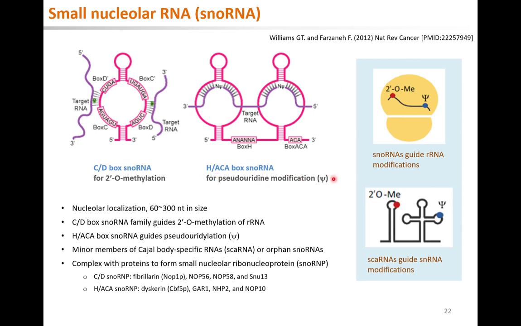Minor members include Cajal body-specific RNAs, or scaRNAs, and some orphan snoRNAs. They complex with proteins to form small nucleolar ribonucleoprotein, or snoRNP, complexes. snoRNAs guide ribosomal RNA modifications, whereas scaRNAs guide small nuclear RNA, or snRNA, modifications.